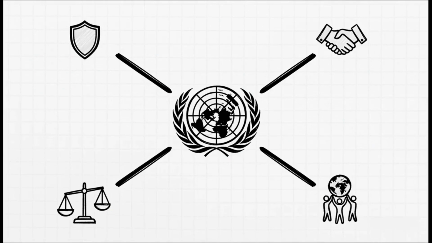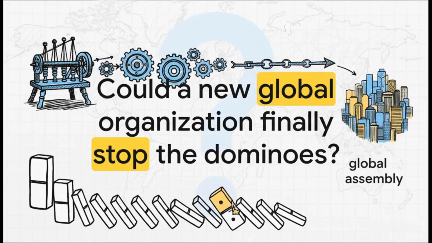Founded in 1945, its mission was crystal clear: to prevent future wars. And it planned to do that by promoting cooperation, developing friendly relations between countries, and upholding universal human rights. It was a direct response to all the failures of the past. And this brings us right up to our final question.